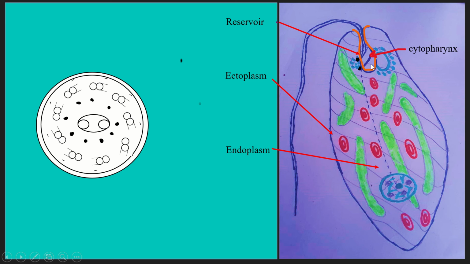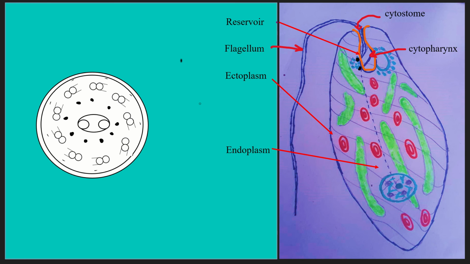This flagellar sac has structures like the cytopharynx. The flagellar sac leads into a short tubular canal, and this short tubular canal is called the cell gullet, or cytopharynx. The external opening of the cytopharynx or the reservoir is called the cell mouth or cytostome.